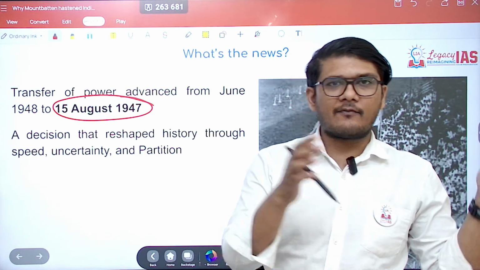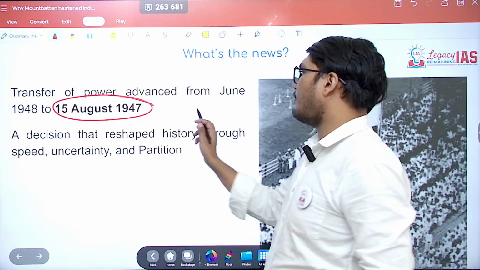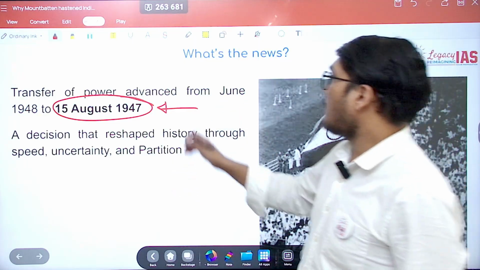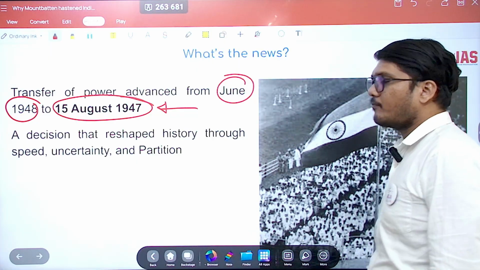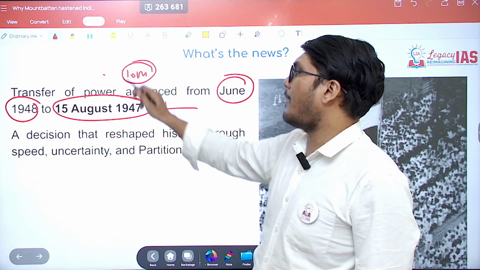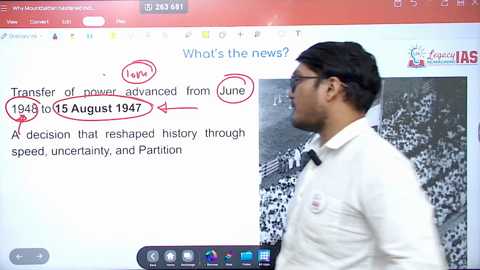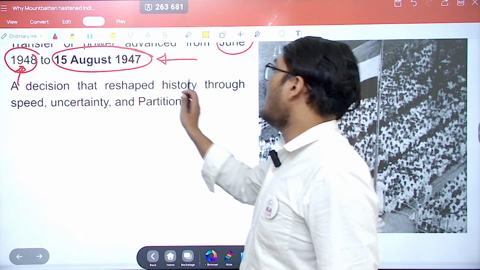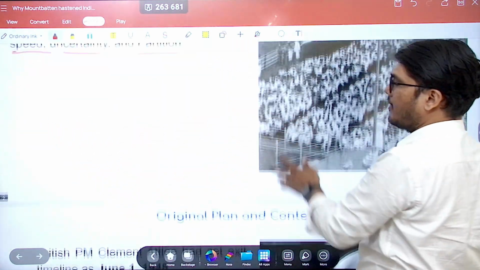Before running away, they were formally transferring the power to us, and that transfer of power, which happened on 15th August 1947, was actually planned to take place in June 1948. The difference between the two dates is 10 months. Instead of June 1948, the power was transferred on 15th August 1947, as a result of which the entire history of India got reshaped through the speedy, uncertain partition that took place.